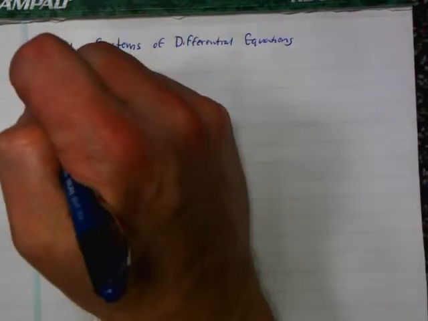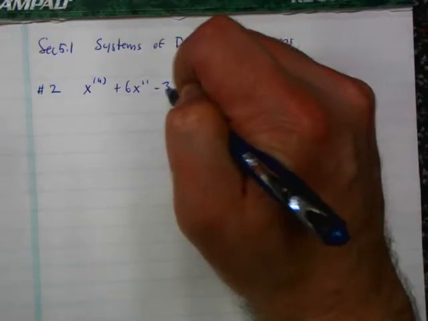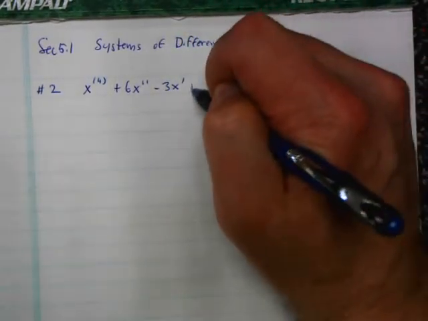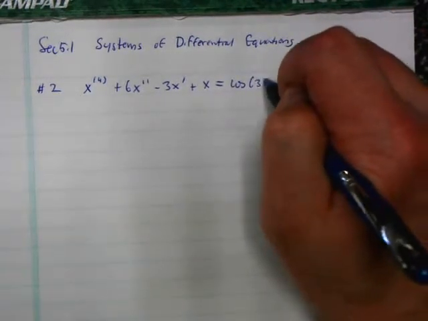All right, chapter 5. We're going to be looking at systems of differential equations. The first thing we do in chapter 5 is we learn that we can take something that's a higher order differential equation and turn it into a system. So this is number 2 out of the book. That's a symbol for fourth derivative, not x to the fourth.